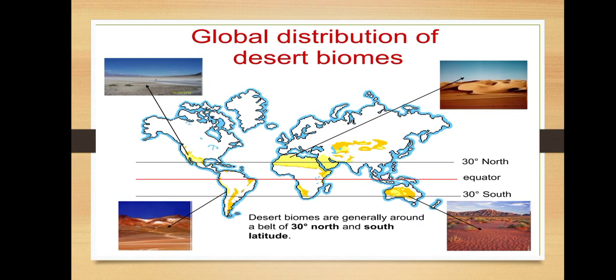So, the global distribution of desert biomes. We can see the red line at the middle, that is the equator, and the upper portion, the North Pole, the 30-degree north and the 30-degree south below. So desert biomes are generally around a belt of 30-degree north and south latitude.